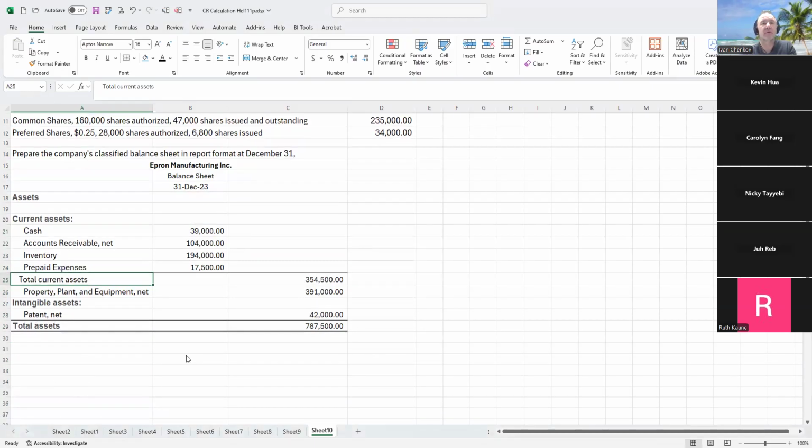Now we have to deal with the liability section. The good thing is you don't have to do those things. Everything is done for you. You just have to follow the format and choose the right things. And then we have current liabilities, obviously. Let's start dealing with the current liabilities now.